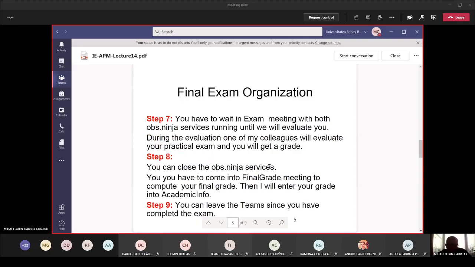Then you have to wait in the exam meeting with both OBS Ninja services running until we evaluate you. The evaluation means one of my colleagues, or I, will evaluate your practical exam and you will get a grade. After you get that grade, you can close step number 8, close the OBS Ninja services, and come to the final grade meeting.